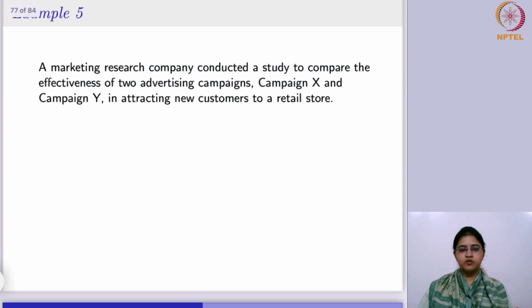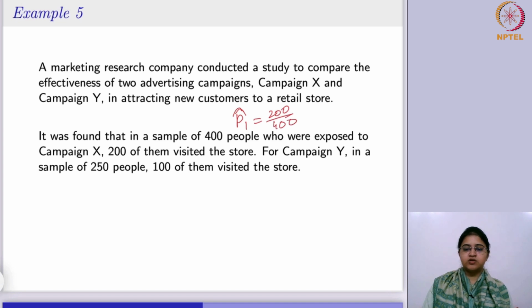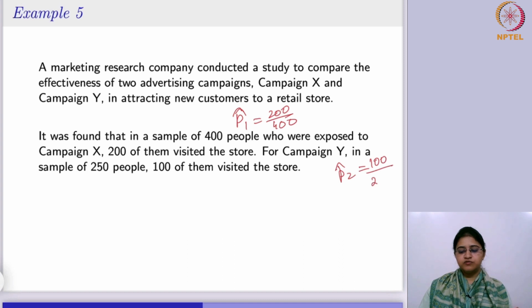If you look at an example for this, a marketing research company conducted a survey to compare the effectiveness of two advertising campaigns, X and Y, in attracting new customers to a retail store. They found that of 400 people who were exposed to the first campaign, 200 visited. So you can calculate P1 hat, that will be 200 by 400. For the second campaign, in a sample of 250 people, 100 of them visited. So P2 hat would be 100 by 250.